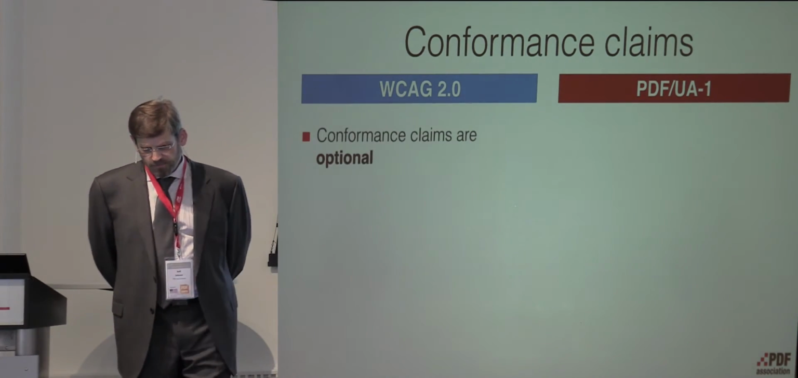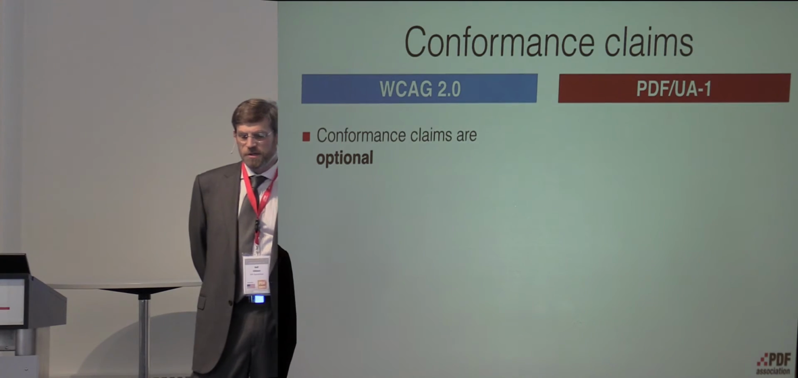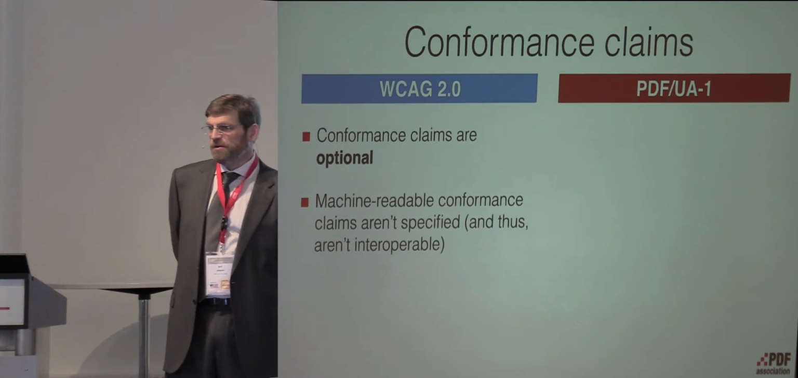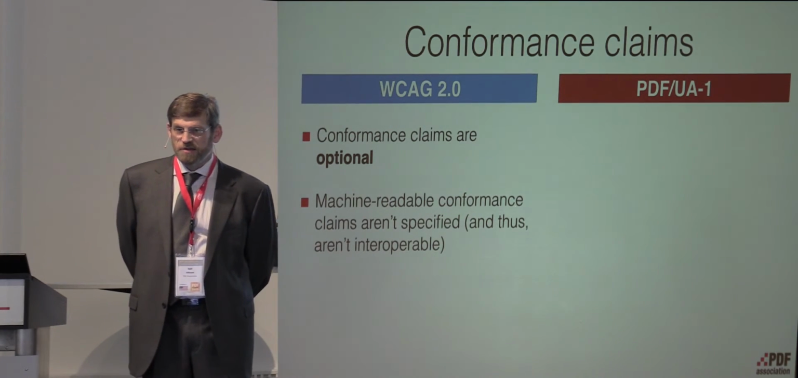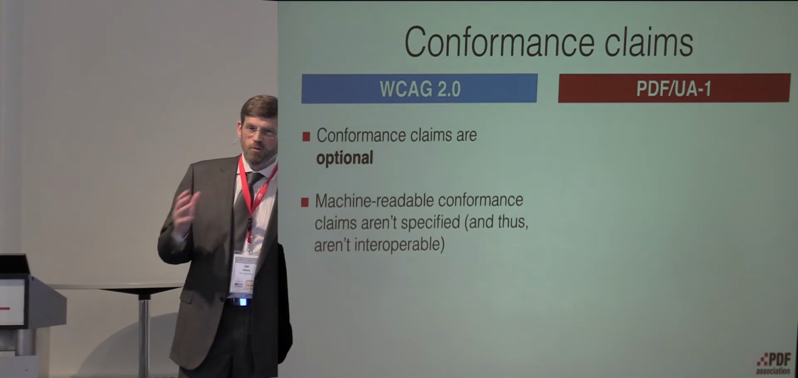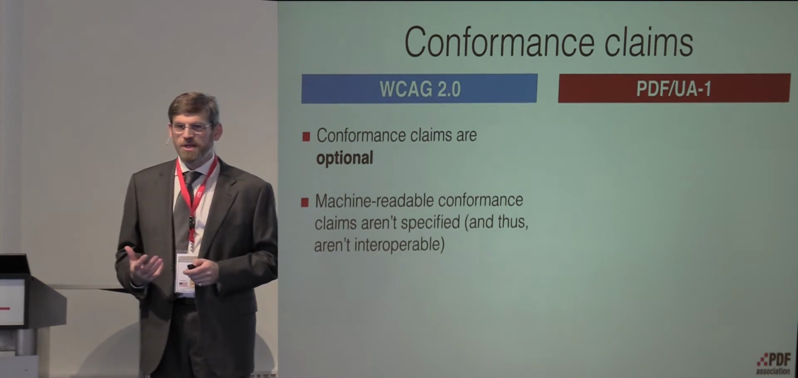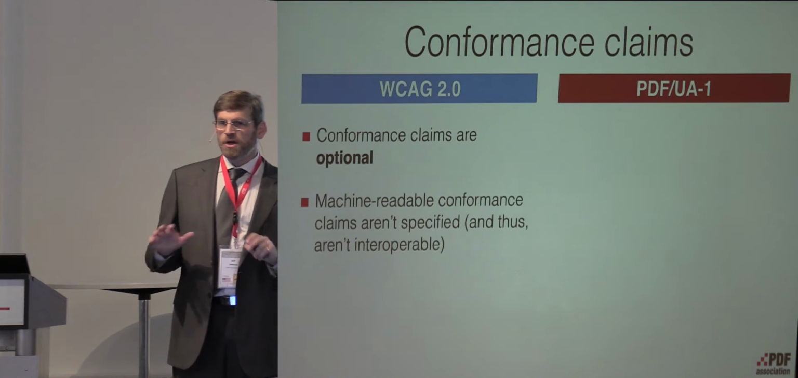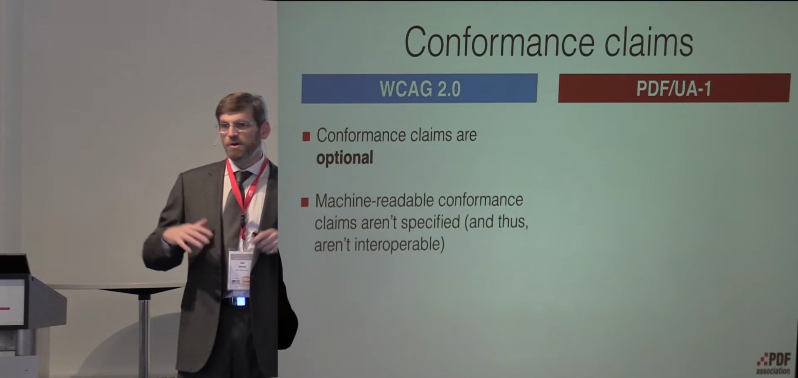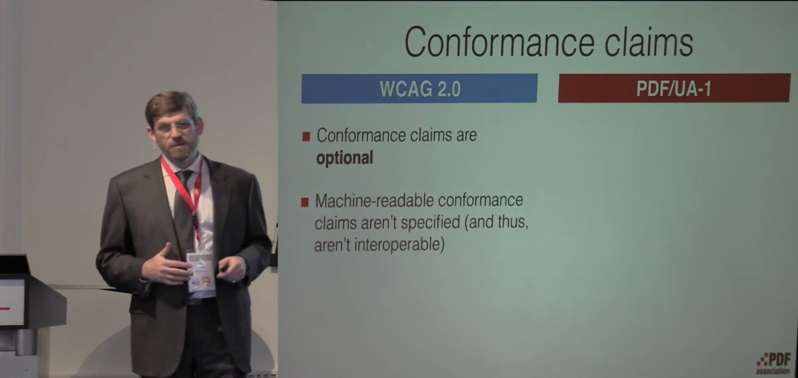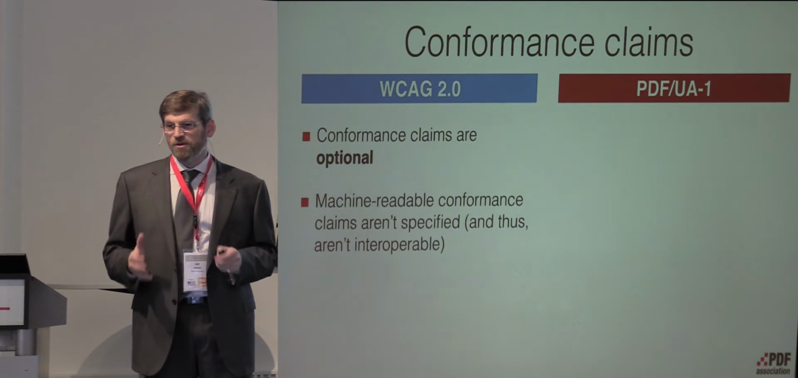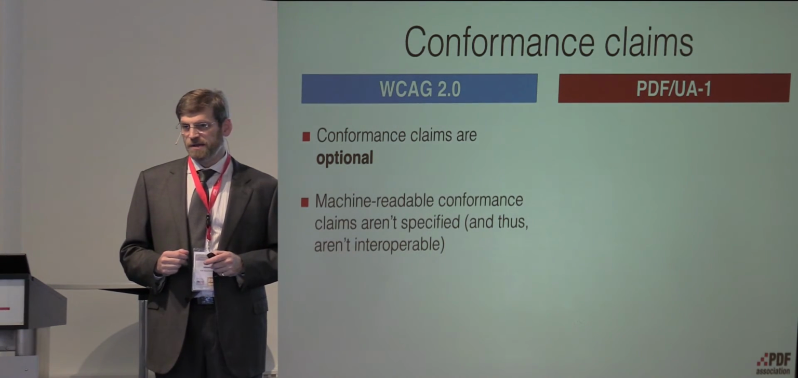WCAG 2.0 conformance claims are optional. You need not make them. And if you do make a conformance claim, you can provide it in a plain text setting. You need not make it machine readable. That is to say, while WCAG 2.0 does set out requirements for how you claim conformance, those requirements do not include a requirement that a machine should be able to detect whether or not the conformance claim is being made.